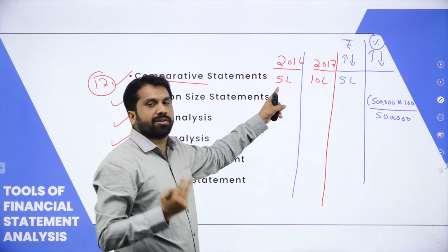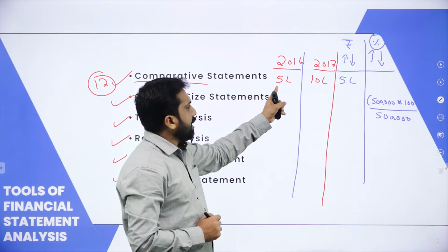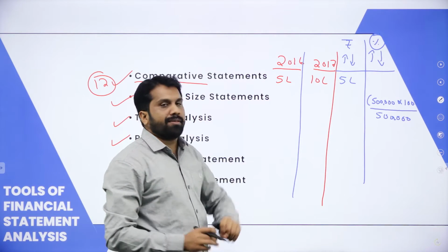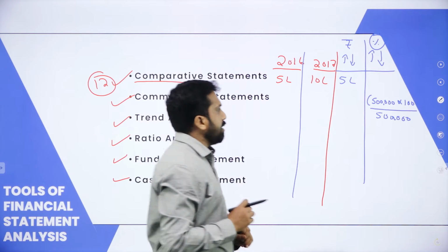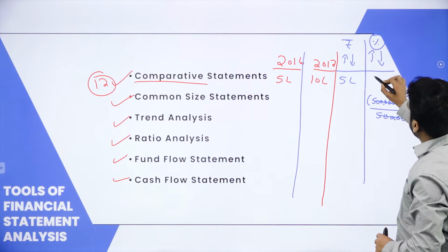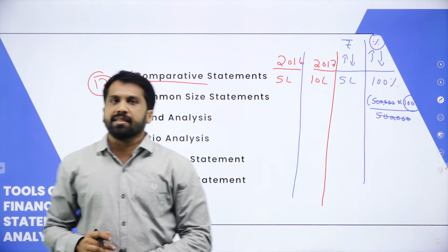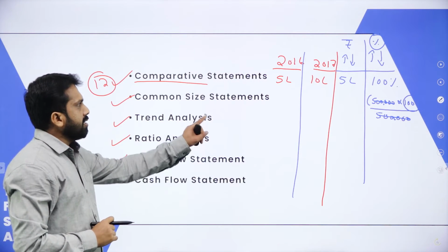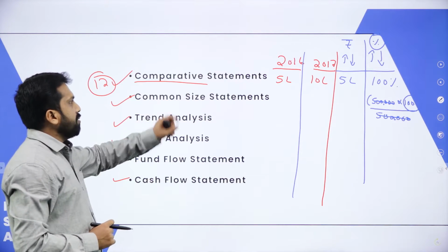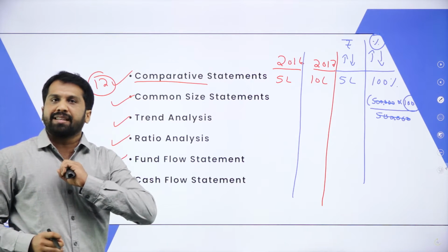If your first column is 2 lakh, we should consider 2 lakh. If your first column is only 1 lakh, you should consider 1 lakh. Always remember your first column is base. Now, 5 lakh will get cancelled. What is your answer? 100. Your final answer is 100%. Very easy. This is called comparative statement or comparative balance sheet. In this you will get the statement as well as the balance sheet.